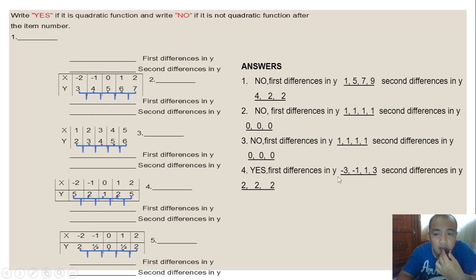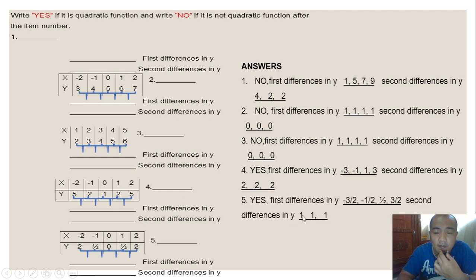How about in number 4 here? 2 minus 5, negative 3, 1 minus 2, negative 1, 2 minus 1, 1, 5 minus 2, 3. Okay, first differences in y, negative 3, negative 1, 1, 3. They are not equal. How about the second differences? Negative 1 minus negative 3, 2. 1 minus negative 1, 2. 3 minus 1, 2. So, equal second differences in y, but not equal in the first differences in y. So table number 4 is yes, it is a quadratic function.